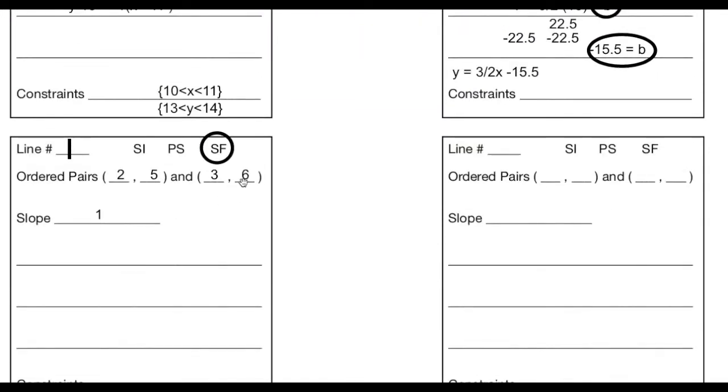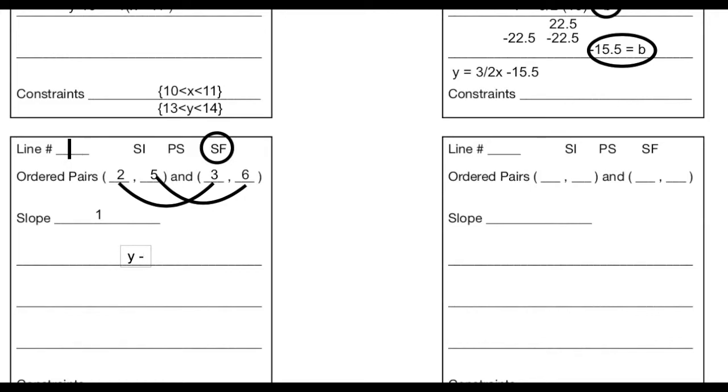We've already said that the slope is 1, but we can verify that by taking 6 minus 5, which is 1, and 3 minus 2, which is 1. 1 divided by 1 is 1. The standard form equation is ax plus by equals c. But in order to do that, we're going to first start out by writing our equation in point slope form.